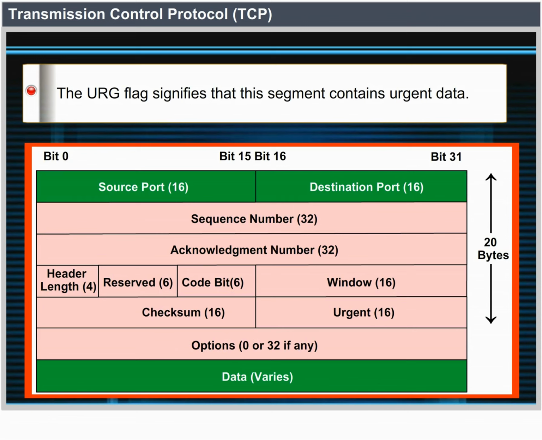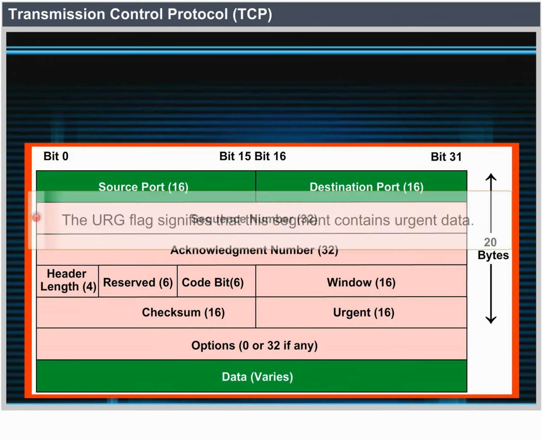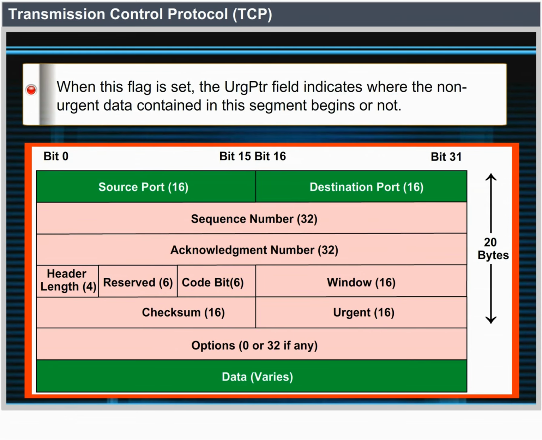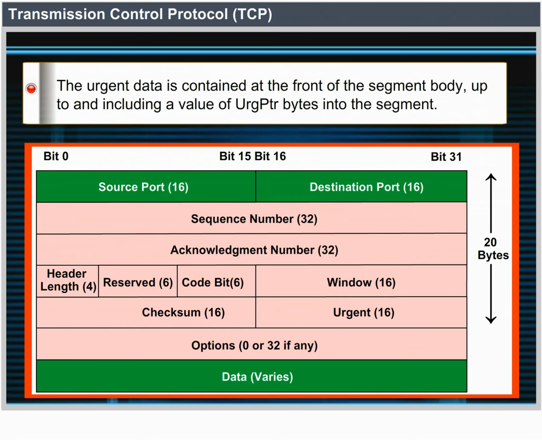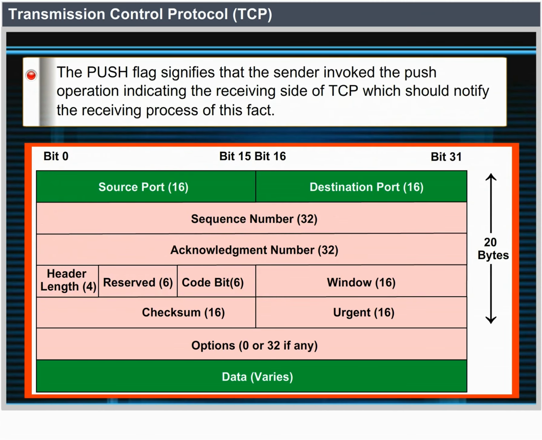When this flag is set, the URG PTR field indicates where the non-urgent data contained in this segment begins. The urgent data is contained at the front of the segment body, up to and including a value of URG PTR bytes into the segment. The push flag signifies that the sender invoked the push operation, which indicates to the receiving side of TCP that it should notify the receiving processes of this fact.